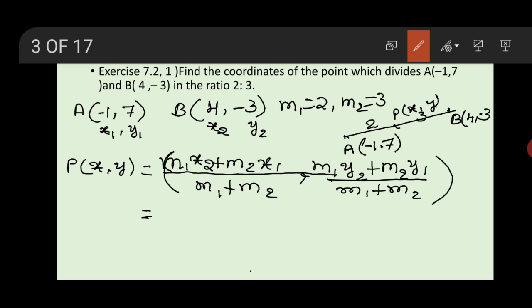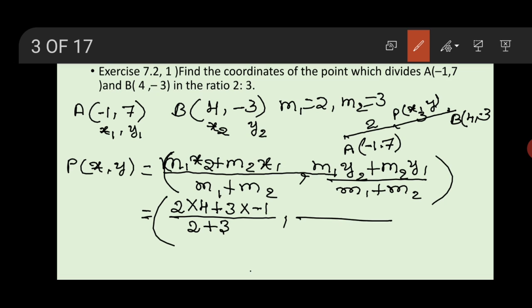Now substitute the values. M1 is known. M1 is 2, into x2 is 4, plus M2 is 3, into x1 is -1, divided by M1 plus M2. Then again substitute the values: M1 into y2 is -3, plus M2 is 3, into y1 value is 7, divided by M1 plus M2.